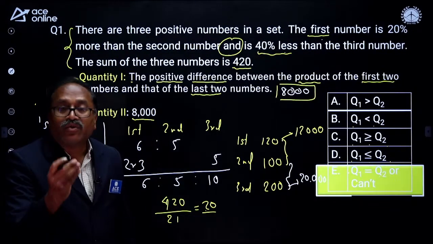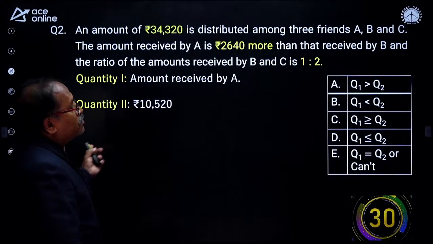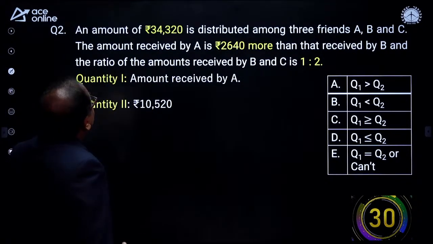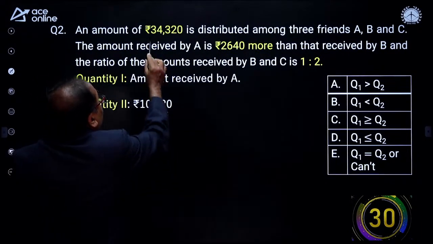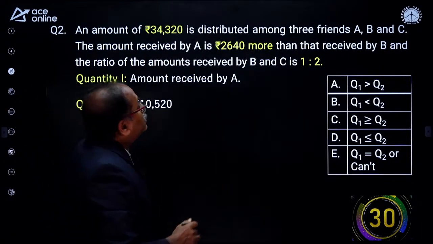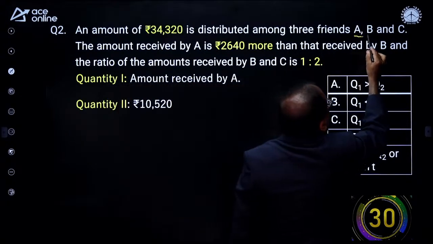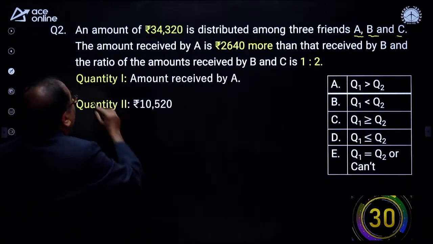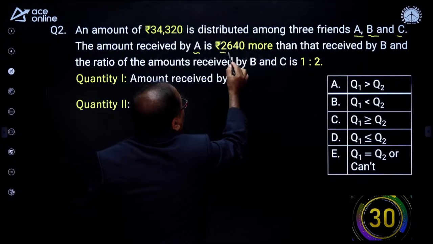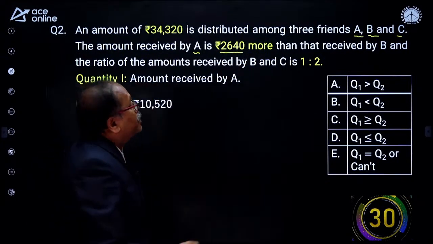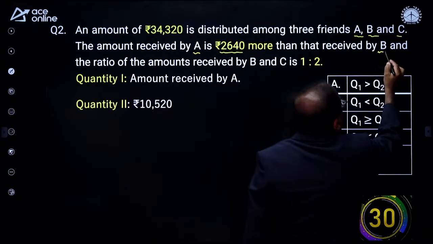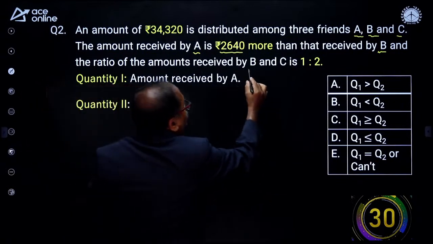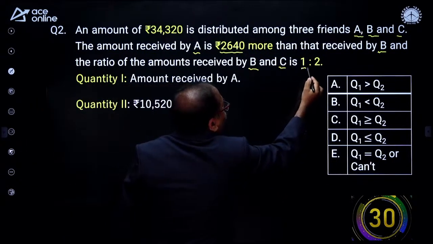Okay, we will take one more question of Q1 and Q2. And what is this question all about? An amount of rupees 34,320 is distributed among three friends A, B and C. And in what way is it distributed? The amount received by A is rupees 2,640 more than the amount received by B. And the ratio of the amount received by B and C is 1:2.